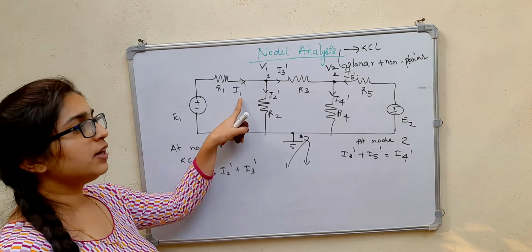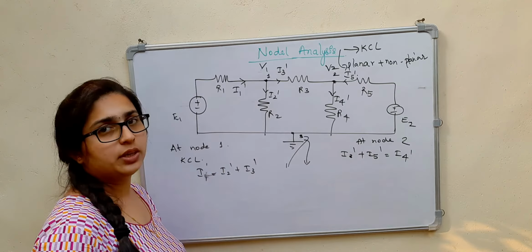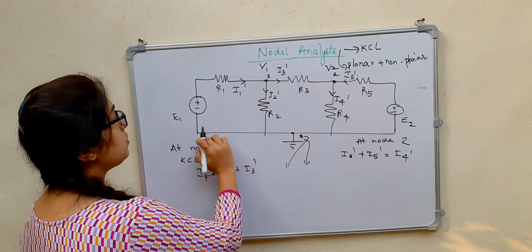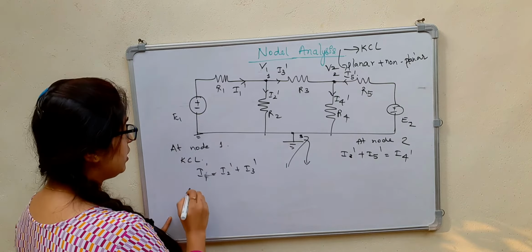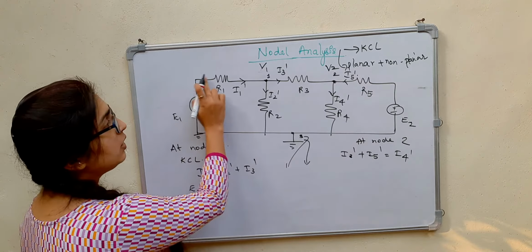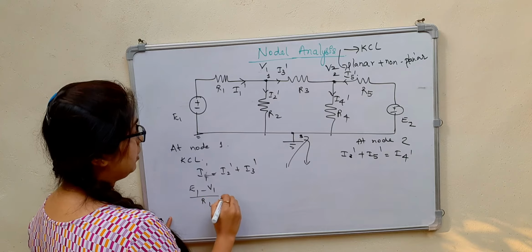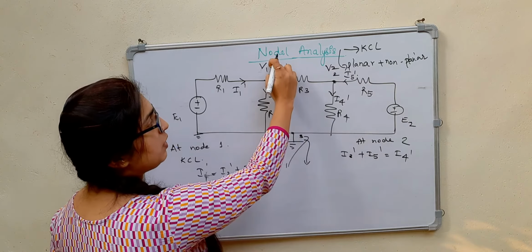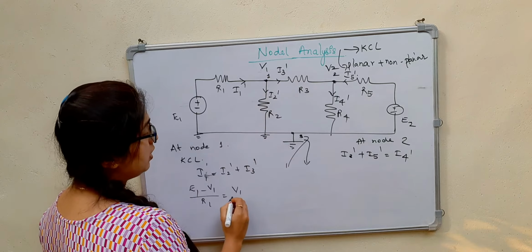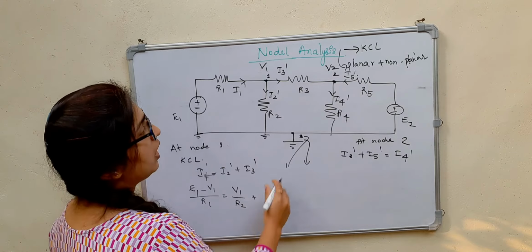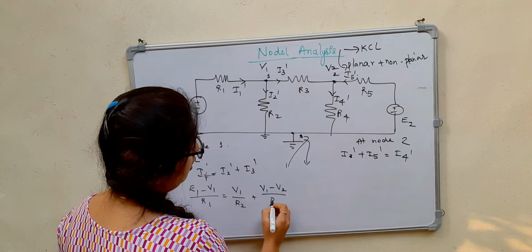So when you see I1 dash, just now I explained how you are going to take the voltages in this case. So I1 dash will be equal to, see, this is 0, right? So 0, and you are getting minus first, so that will be E1. Then you have the lower potential, E1 minus V1 divided by R1. That is equal to I2 dash, see, V1. Then you have ground, this is ground. So V1 minus 0, divided by R2. I3 dash is V1 minus V2 divided by R3.